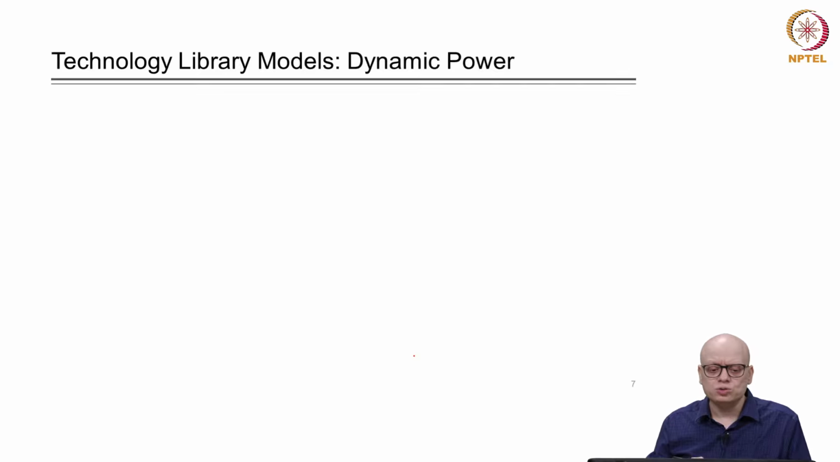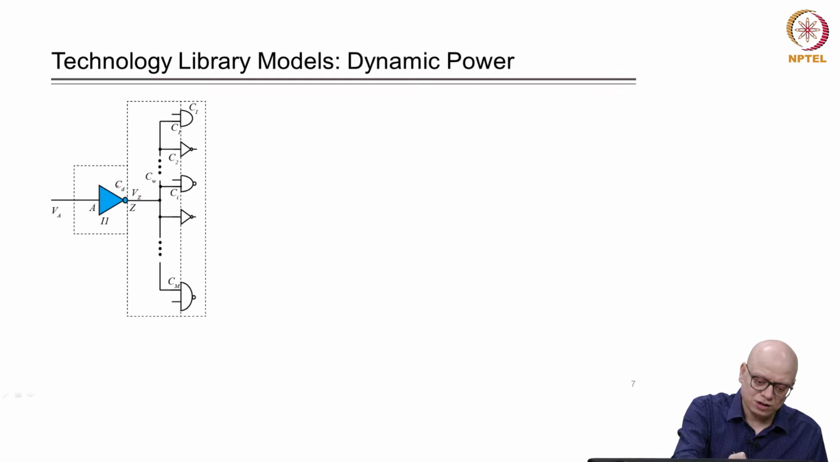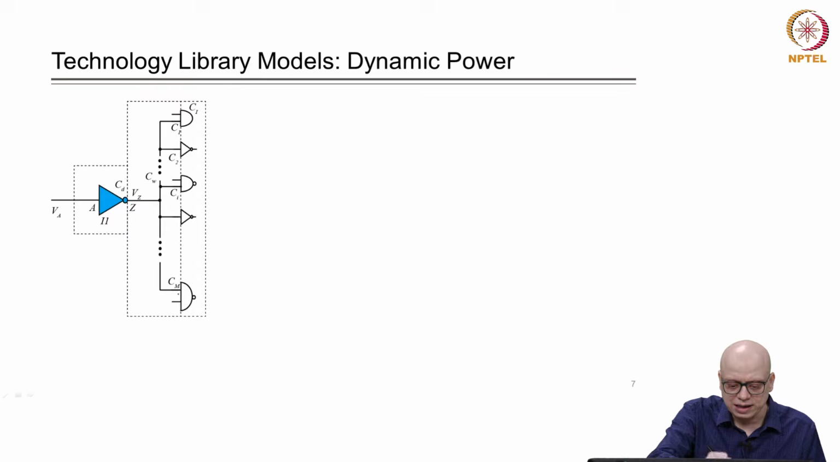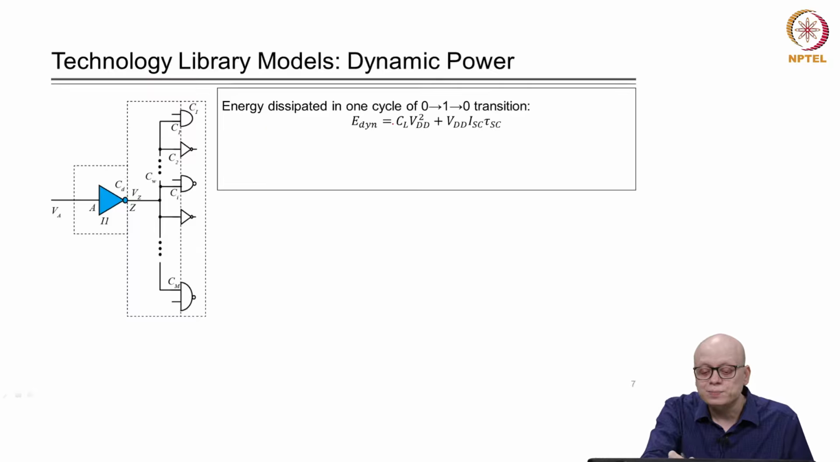Now, let us look into the library models which exist in the technology libraries for modeling the power. First, let us look into the dynamic power dissipation. Let us again consider an inverter which is driving M loads and their pin loads are C1 to Cm, and we have already computed the energy dissipated in one cycle from 0 to 1 and 1 to 0.